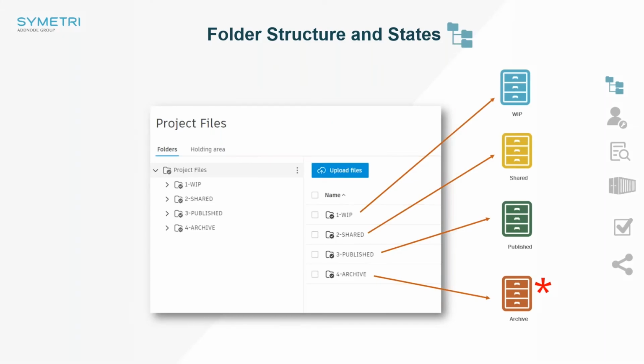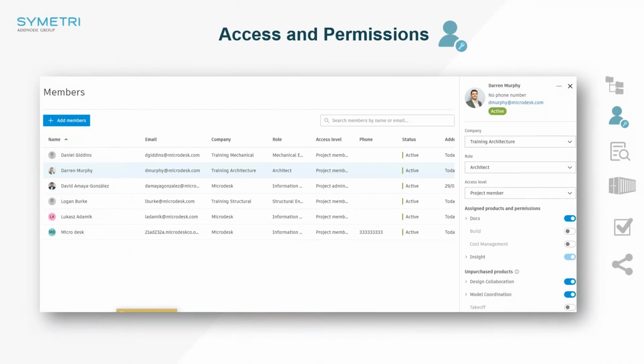Let's come back to our slides. And now we want to talk a bit about access and permissions. Again, a really important topic for our CDE. This is because we need to make sure that our CDE is secure, and we need to make sure that we give the right permissions to the right people for all the folders in our data environment.